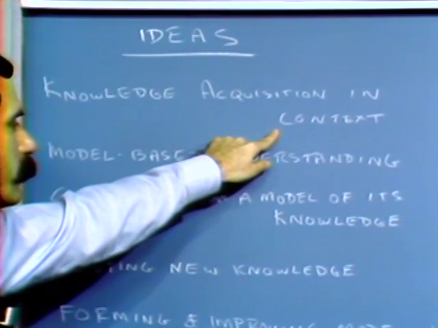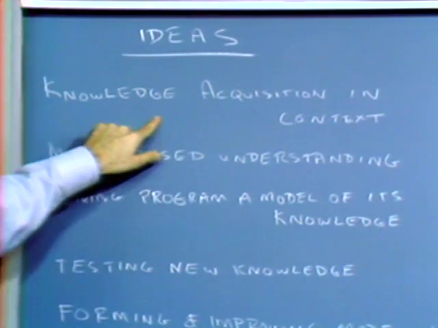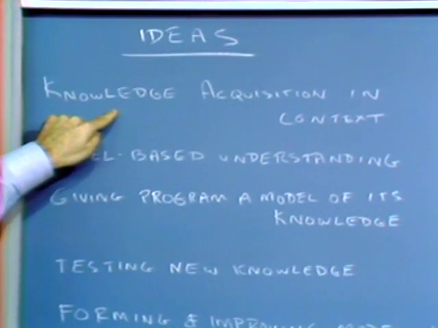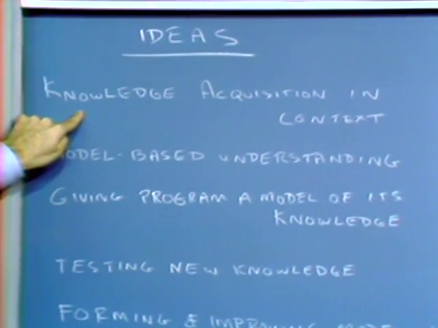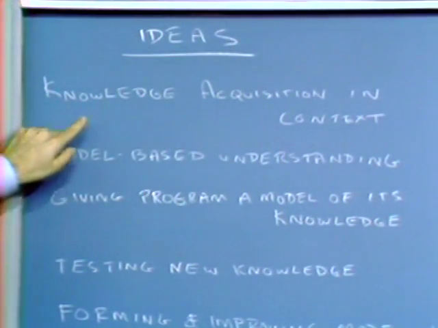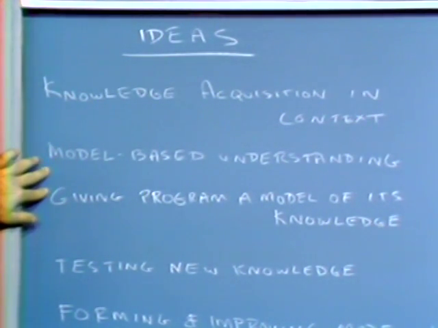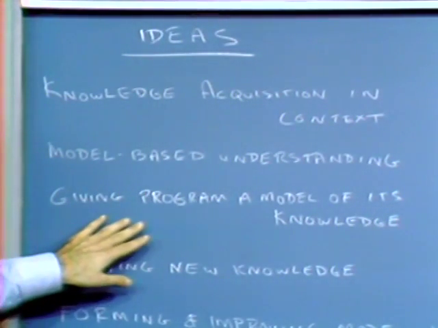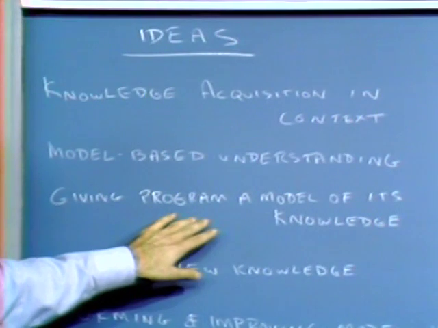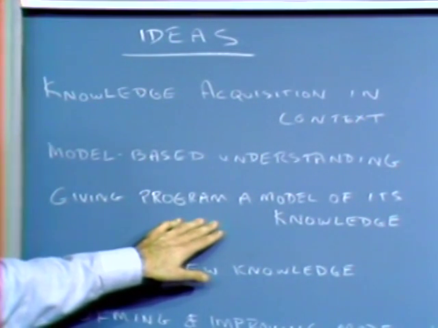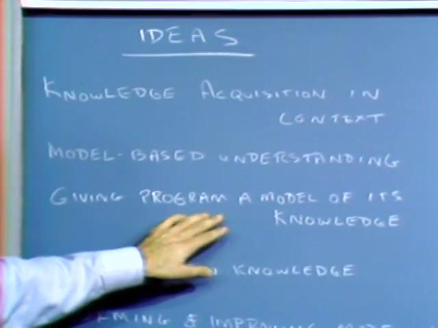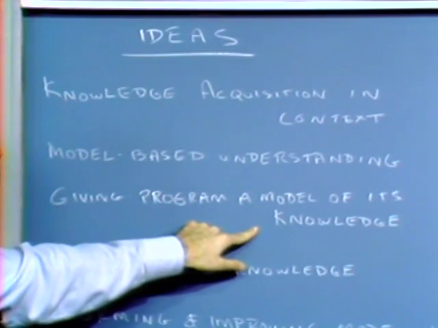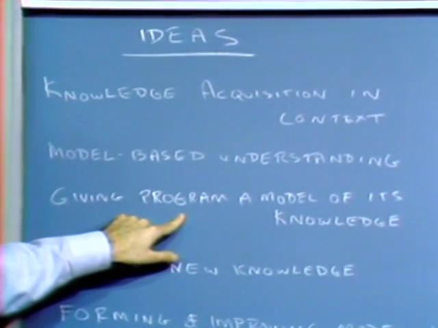That provided a good deal of information that allowed us to focus right in on that problem and gave us some hints about how to find the source of the error and how to fix it, how to interpret the new rule. We saw the notion of model-based understanding and of giving the program a model of its knowledge. In this case, the combination of TEIRESIAS and the performance program is together a system which, in a primitive sense at least, has a model of its own knowledge. In a sense, it knows what it knows.